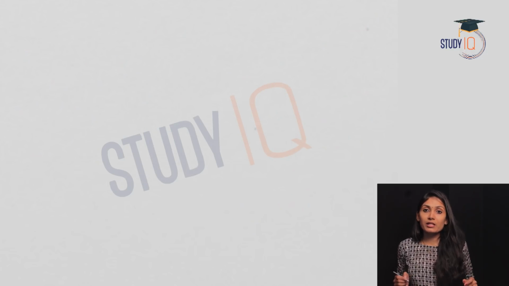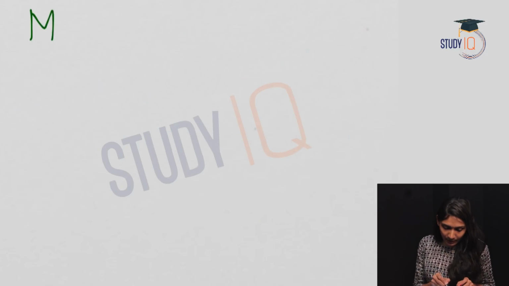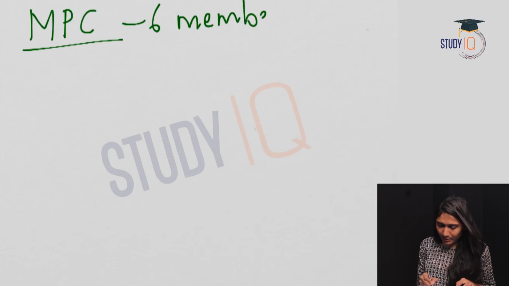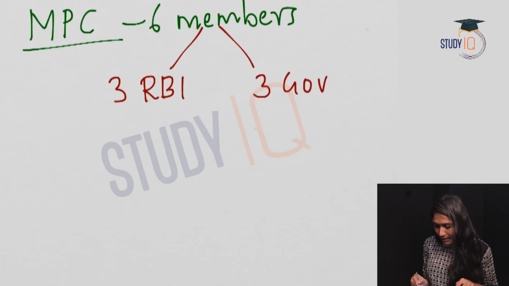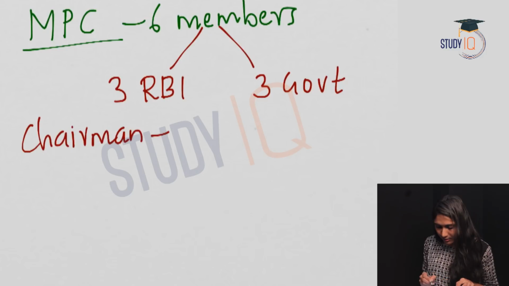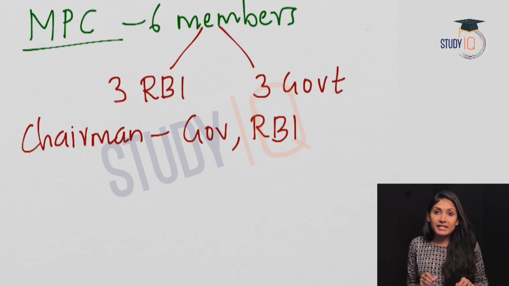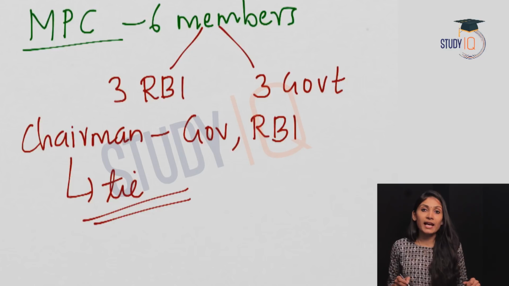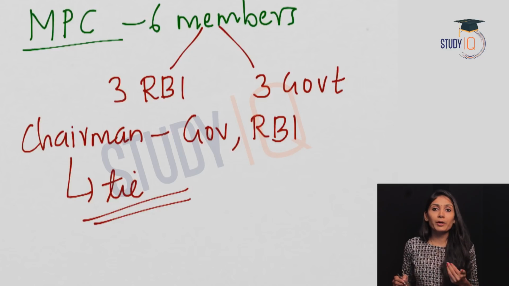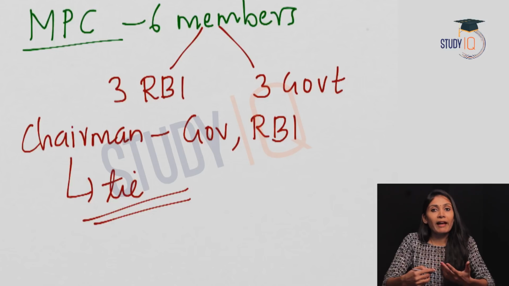Let us see what is the composition of this Monetary Policy Committee. So, MPC consists of 6 members, out of which 3 are from the RBI and 3 from the government. The chairman of this committee is the governor of the RBI. In the MPC, every member has 1 vote each. So, in case of a tie, the governor of the RBI, that is the chairman of this committee, has a vote. The composition of the Monetary Policy Committee is also very, very important. The decisions of the Monetary Policy Committee will be on the basis of voting, with each member having 1 vote, and in case of a tie, the governor will exercise a vote.